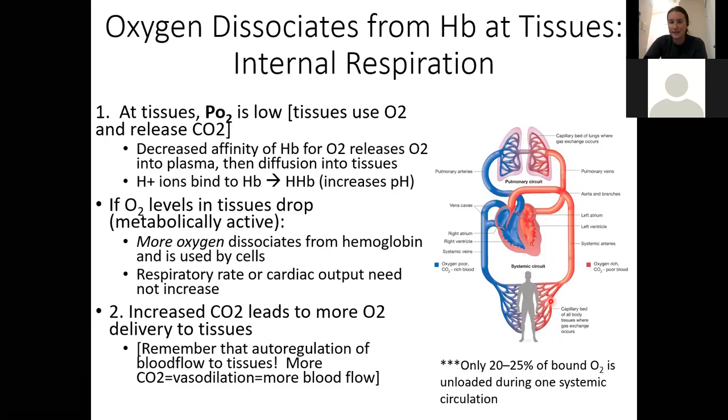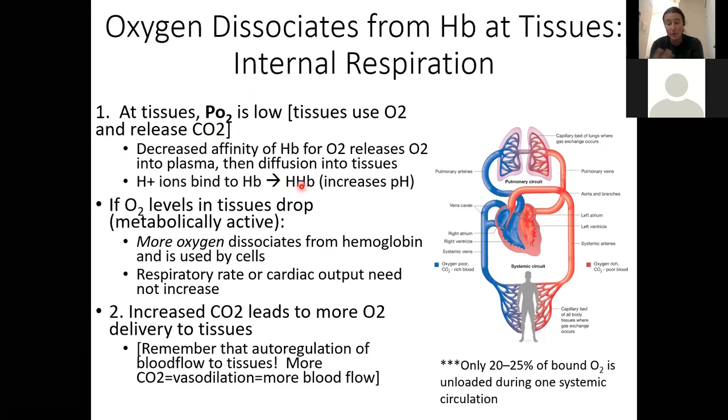Let us focus now on internal respiration, where oxygen enters into capillary beds bound to hemoglobin. When it enters these tissues, the tissues themselves have very low oxygen levels and they have very high carbon dioxide. And so, as we know now, these conditions are going to decrease the affinity of hemoglobin for oxygen. Therefore, the oxygen is released from the hemoglobin molecules and it is able to diffuse into the tissues.